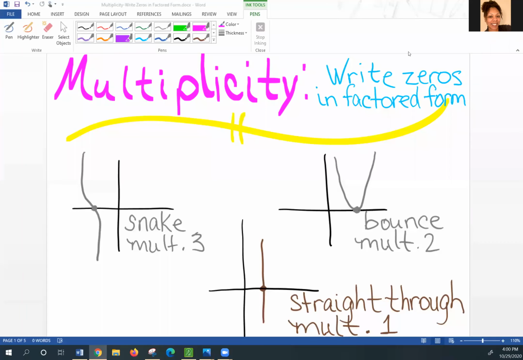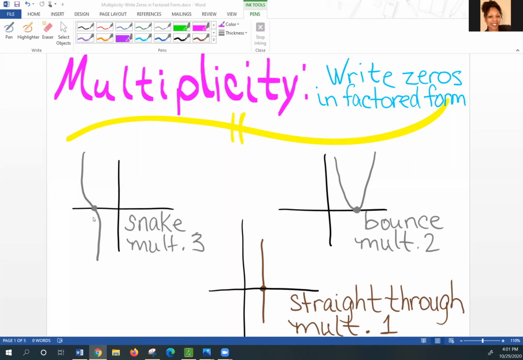So we're going to continue talking about graphs and polynomials. We're going to review the term multiplicity, which basically is describing how many times this specific zero appears in the set. So for instance, if my graph looks like this, it kind of lingers around a point, we consider that to be a snake. That's a nickname. So that point is going to have a multiplicity of 3.